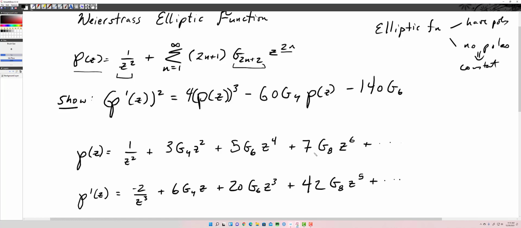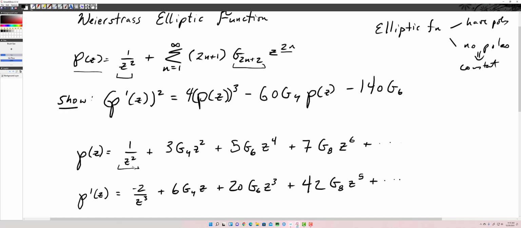Here I've expanded this. This is P of z. Keep in mind, this is the only thing in this series that looks like it can give me a pole. Remember, a pole is just a singularity, like a removable singularity type thing. So here we have 1 over z squared.